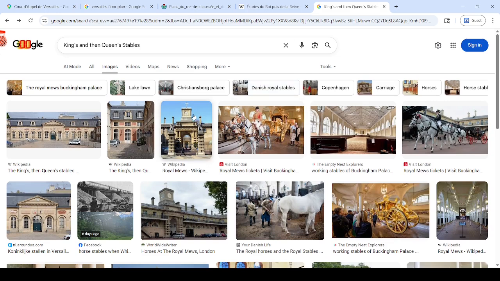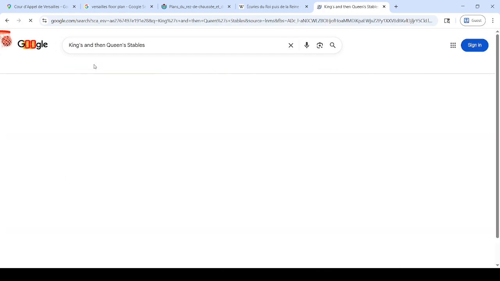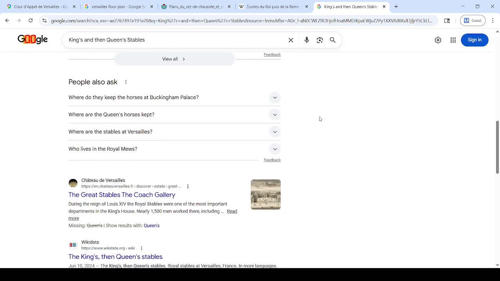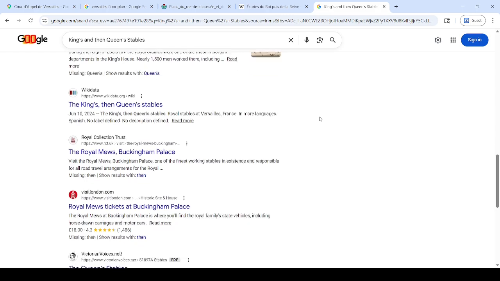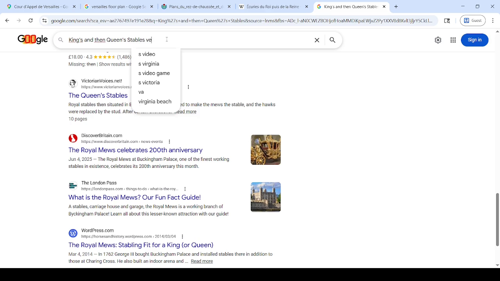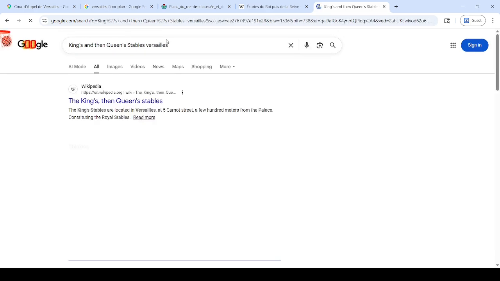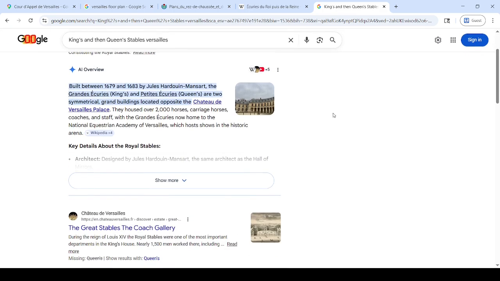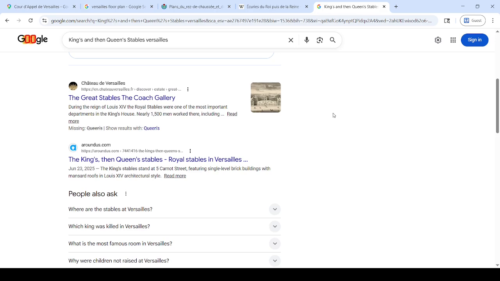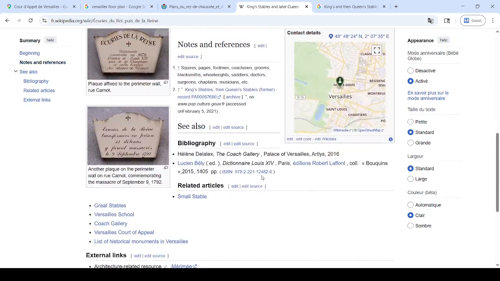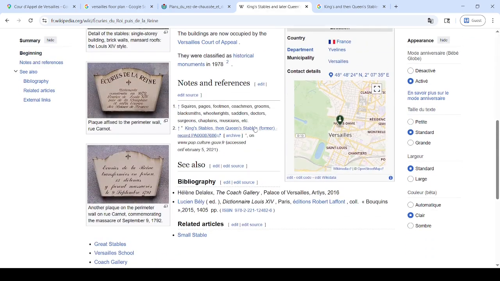So let's see if we can try to be a little bit more specific. Now the official website is talking about the Great Coach Gallery. Let's try specifically for Versailles. We have that same page we went to. Also about the Great Stables. Well, let's see if Wikipedia has a source that will help us do some more research.